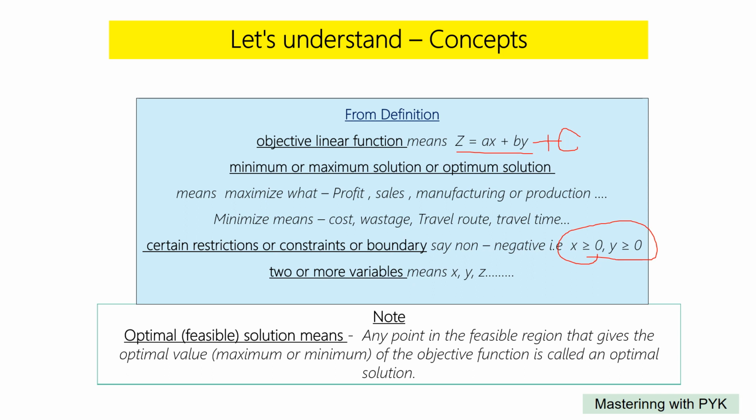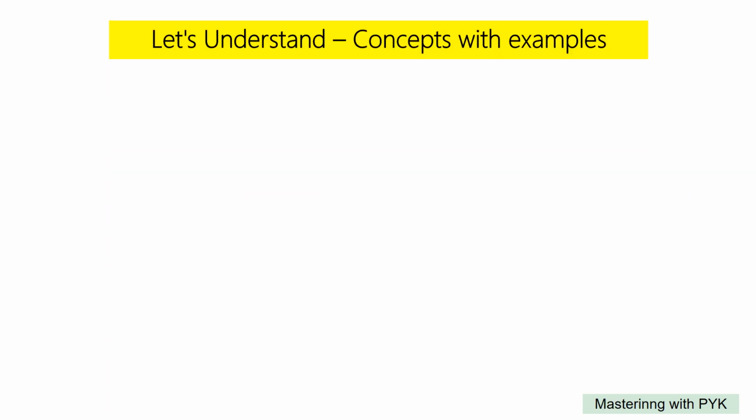An optimum feasible solution means any point in the feasible region. Say this is my graph which comes out of solving, so this is my region. This region can have n number of solutions, but the optimum solution would be 1. Say this is the point over here where we will be getting the maximum or minimum required. So let's understand with examples.